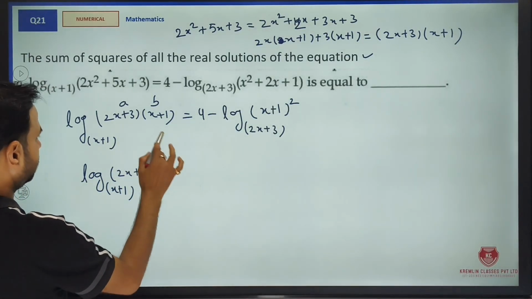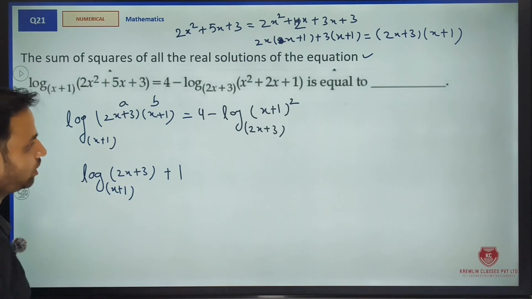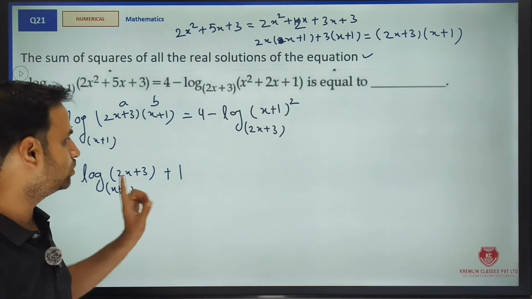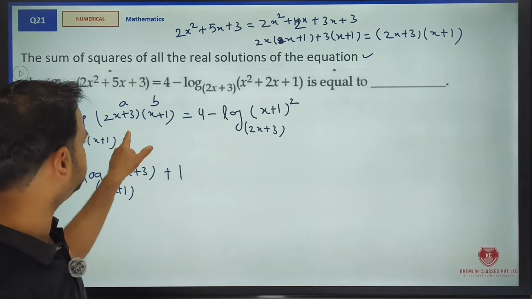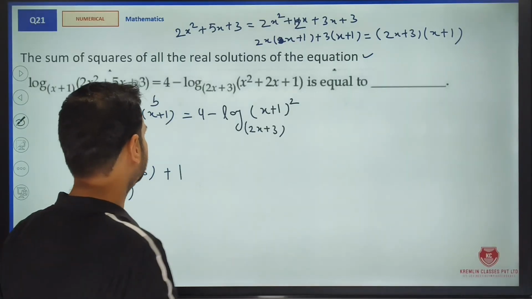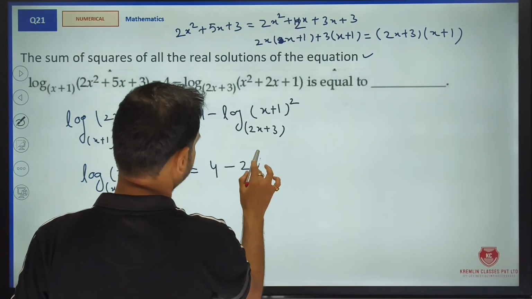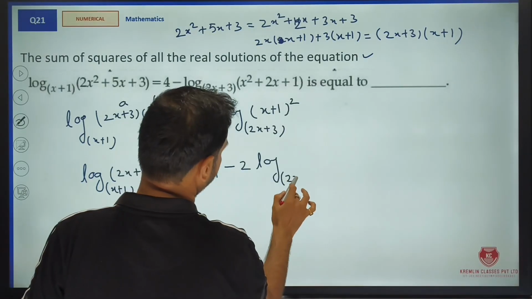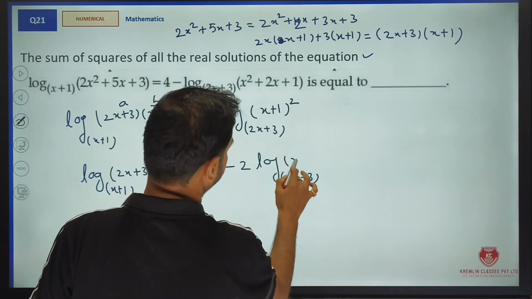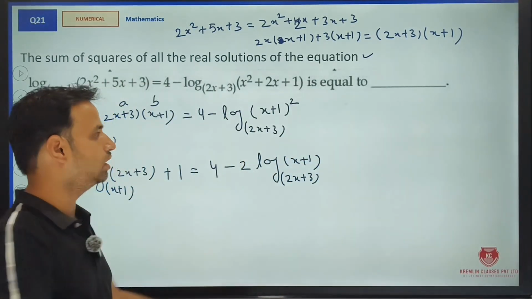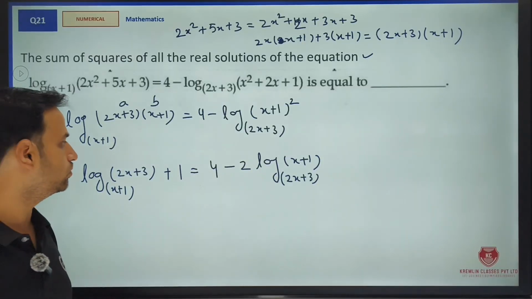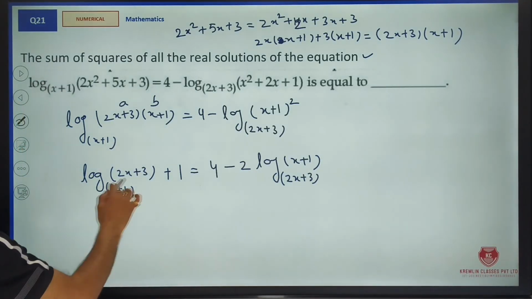Okay, and log of x plus 1, same base, same power, same base, same exponent. This will come out to be 1. Log of 2x plus 3 plus log x plus 1, x plus 1. Again 4 minus 2 log of 2x plus 3, x plus 1. The 2 comes out here by the property of log. We can see it.